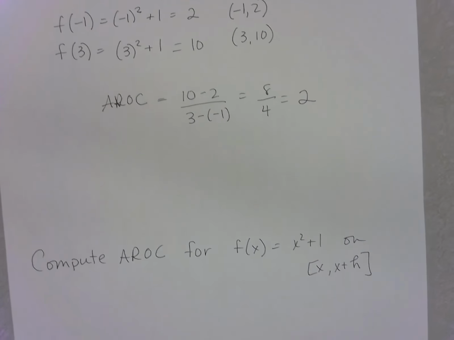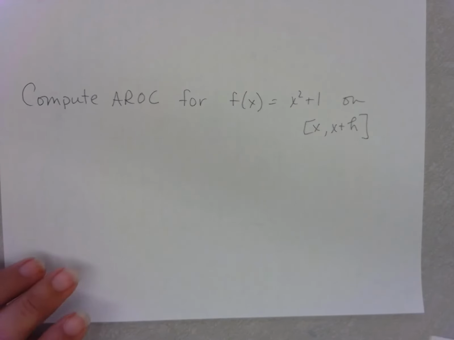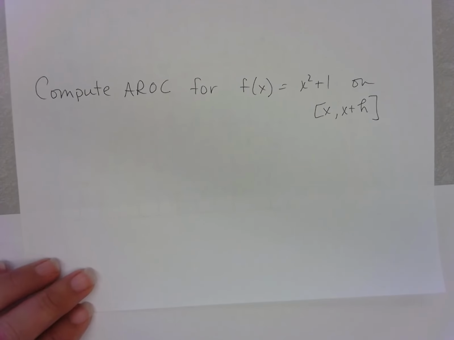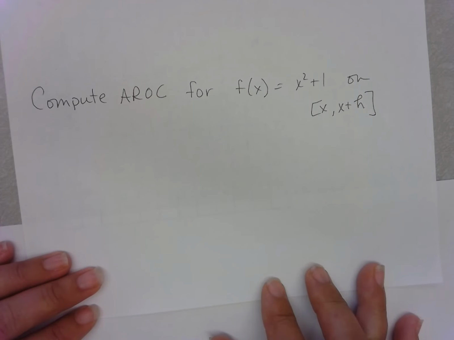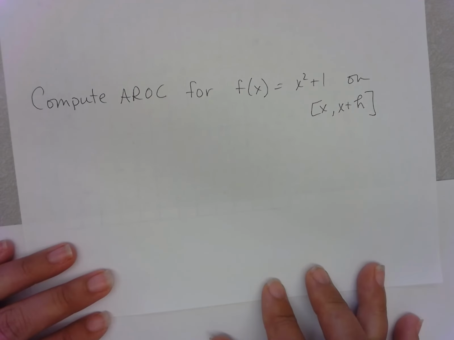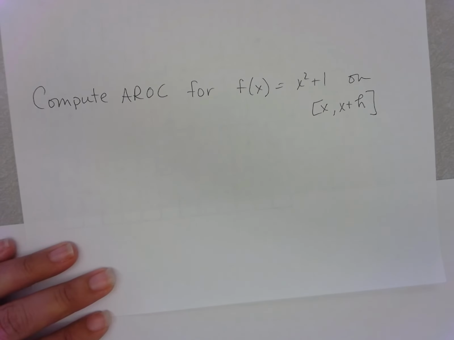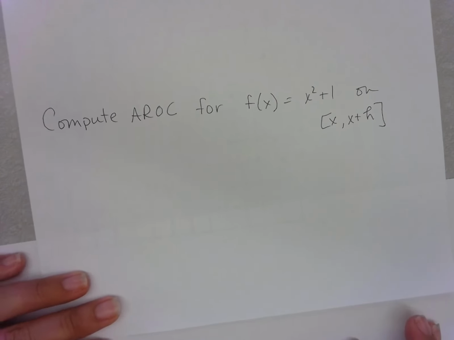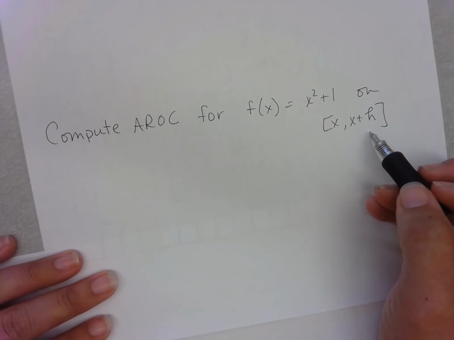All right, so one more that's a little bit more complicated. This is going to be a little bit more algebraically complicated here. So this time we want to find the average rate of change for the same function, x squared plus 1, between x and x plus h. So this time, instead of getting a specific number, we're going to get an algebraic expression, but it's the same thing. Okay, so we know that these are our x's, right?